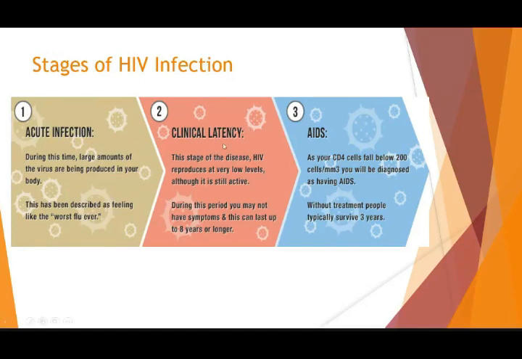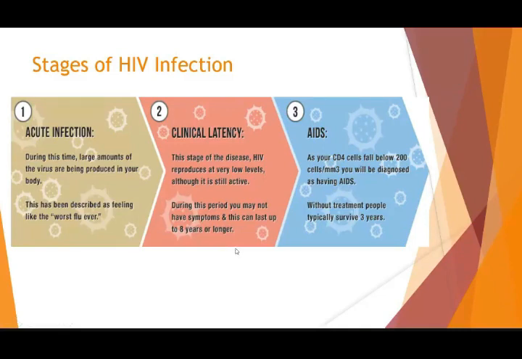Then the clinical latency. In this stage, the virus is produced at very low levels. Why? Because there is an immune response against the virus. So during this stage, you may not have any symptoms. And this clinical latency has a variable period. It may range from a few months to many years. And during this stage, the patient may still transmit the virus to others.